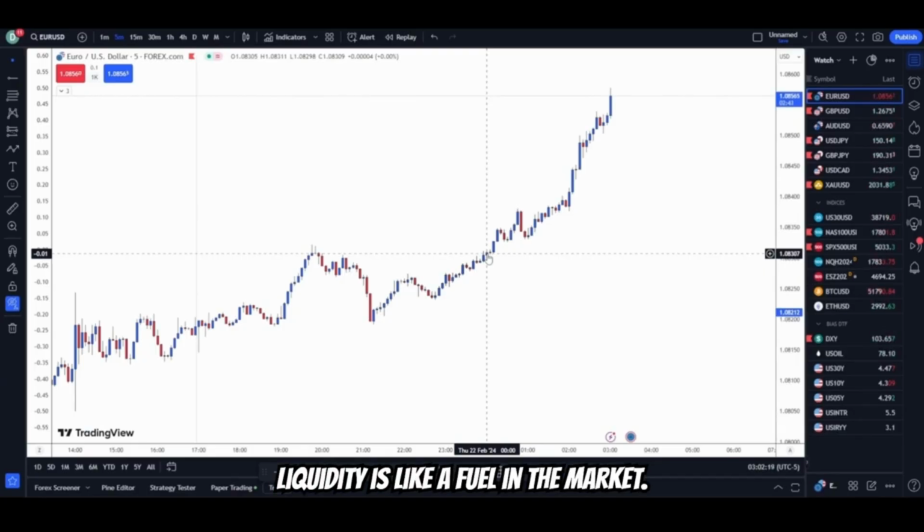Okay, and the liquidity is like a fuel in the market. If there is no liquidity, the market will not move, right? The market will keep on, it will not move, and it will not give you entry. There's liquidity, that's why the market is going up or going down. Okay, there are people losing and people winning at the same time in this market, millions of times. So that's why liquidity is very much important.